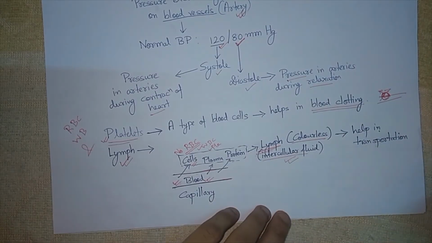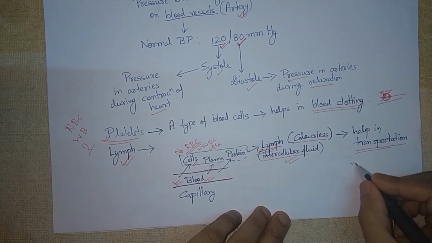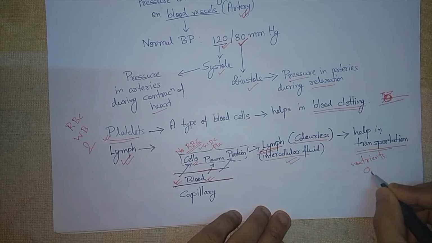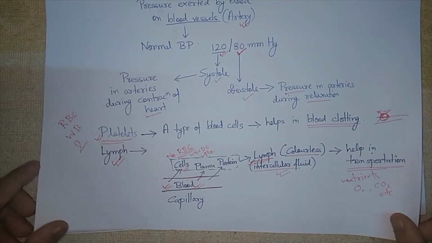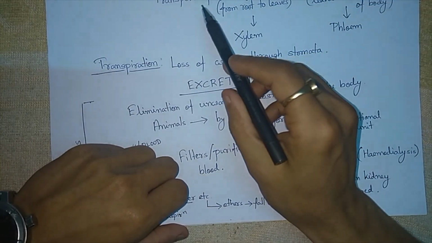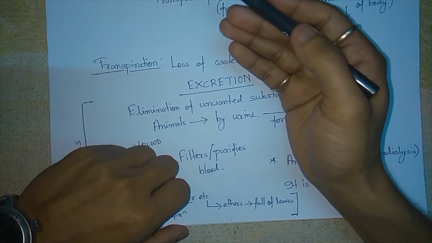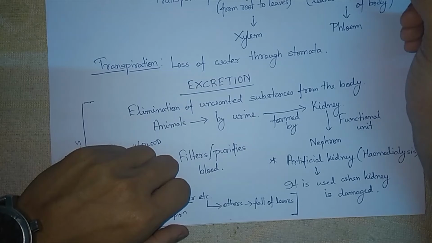Now what is the function of lymph? They help in transportation of nutrients, oxygen, carbon dioxide, etc. So they help in transportation only. Now we have transportation in plants. In case of plants, we find the transportation of water, minerals and prepared food.